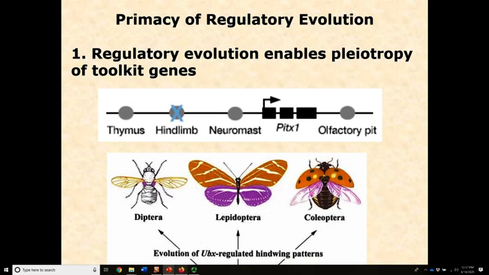Okay? So we're going to make some points here about regulatory evolution, some of which we've hinted at, maybe even done a little bit explicitly, but let's make sure you're clear about what each of these means. Regulatory evolution is one of the things that enables the pleiotropy of toolkit genes. So for instance, PITX1 has 4 main functions. It functions in the development of the thymus, the hind limb, the neural mast, and the olfactory pit.